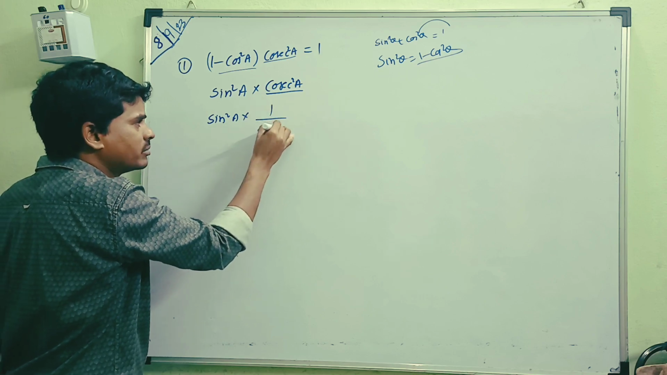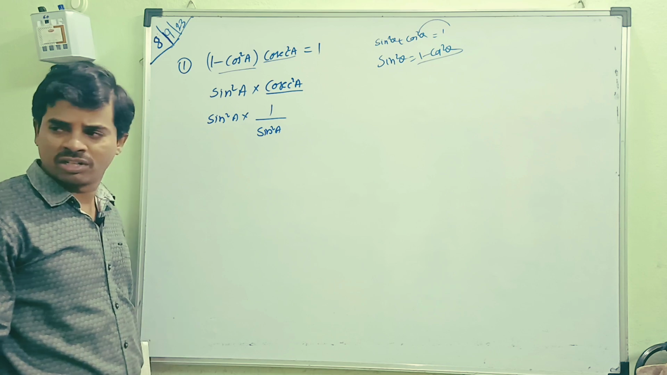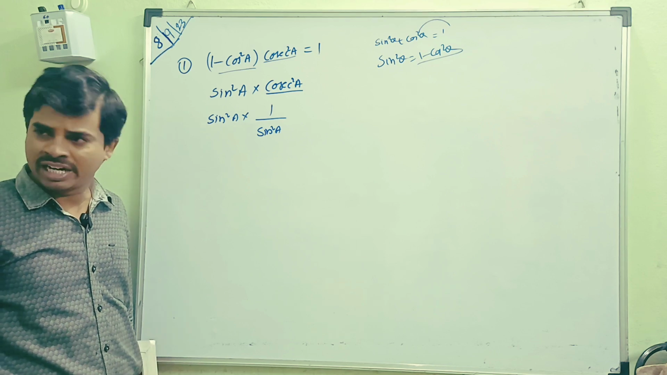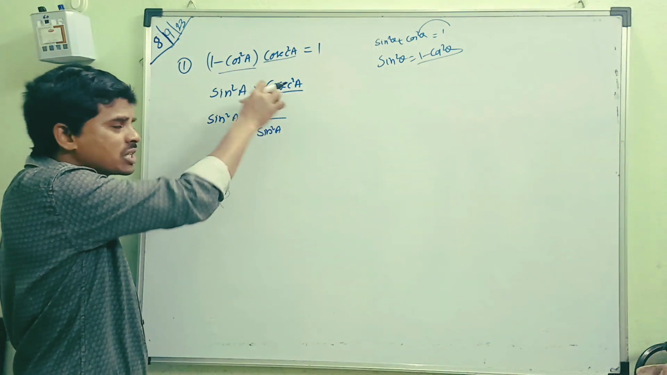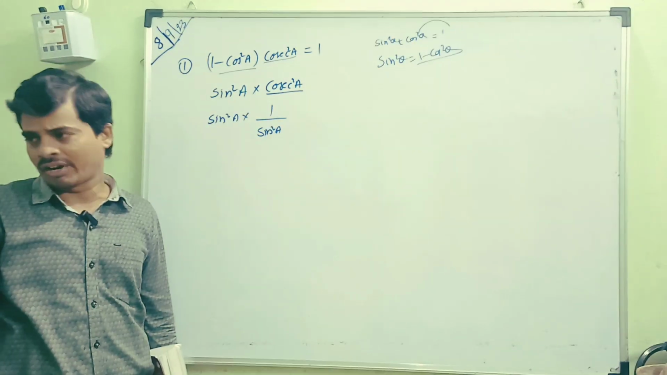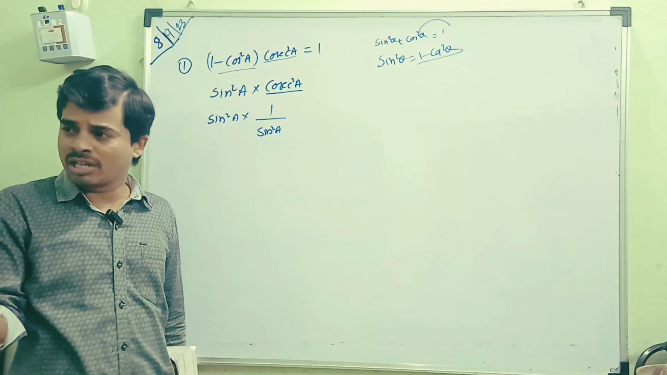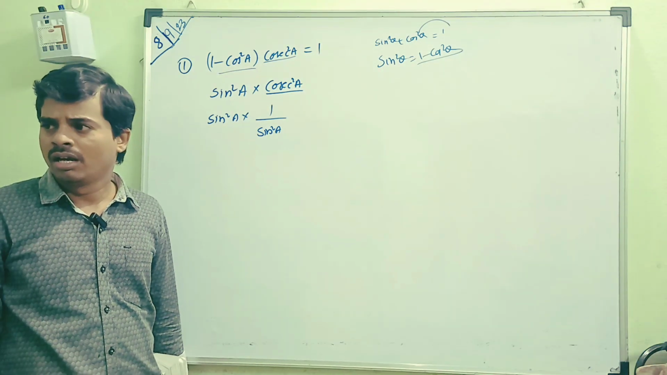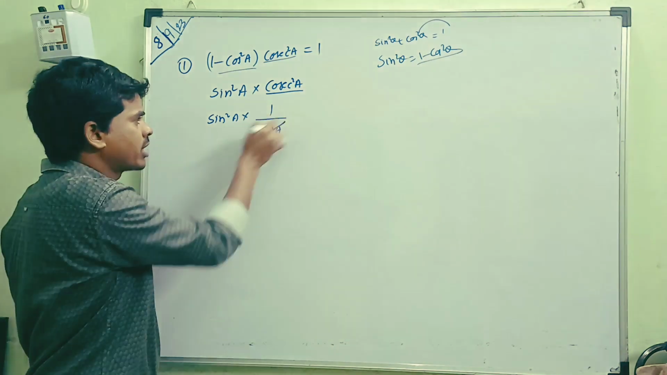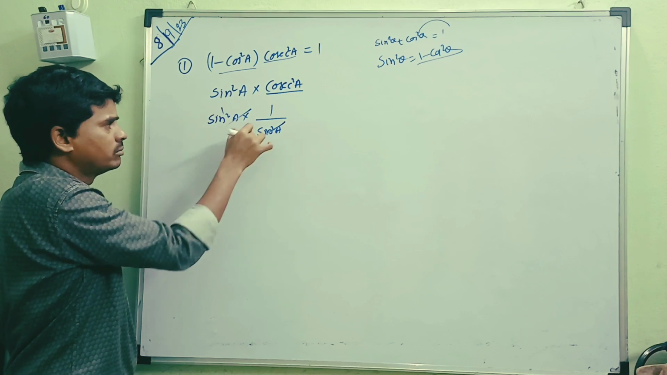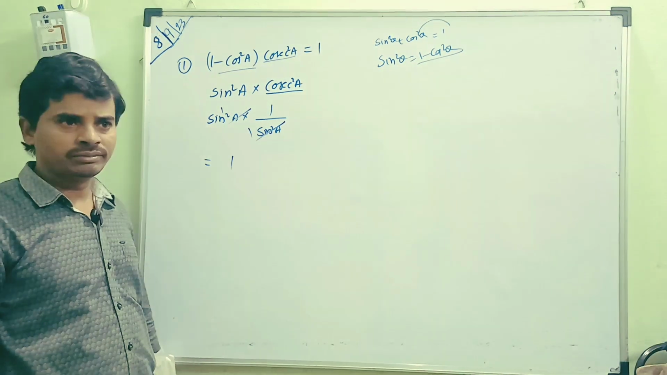Just now we learned the formula. Sin and cosecant are reciprocals of each other. Sin A is equal to 1 by cosecant A. Here cosecant square is there, but no problem, we can write 1 by sin square A. When squares and cubes are there, we can also use the reciprocals, not identities, but the reciprocals. Now sin square will be cancelled. 1 into 1 is 1. Okay?